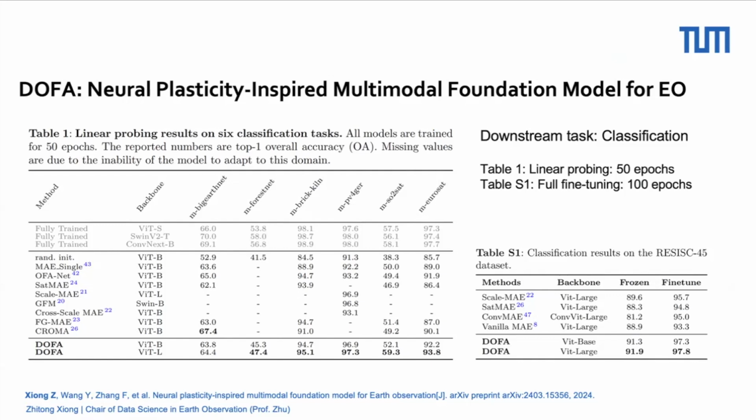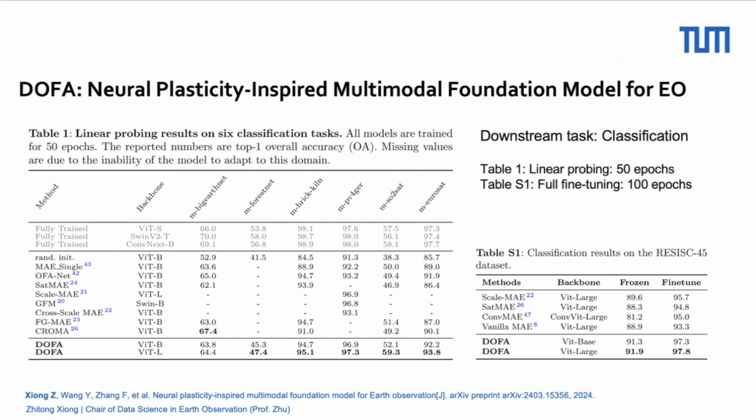You can see that some models are not able to adapt to some of these datasets directly, because they are only trained on RGB images, or they are only trained on, like, Sentinel-2 images. But our model, in performance, is better than them, and in generalizability, we're also better than them.